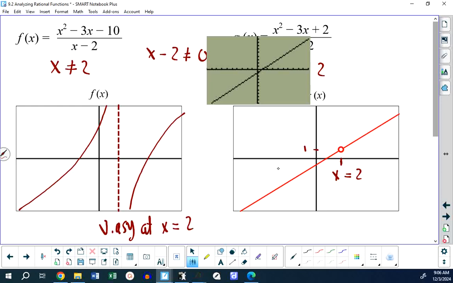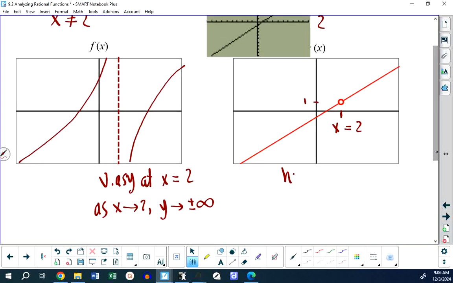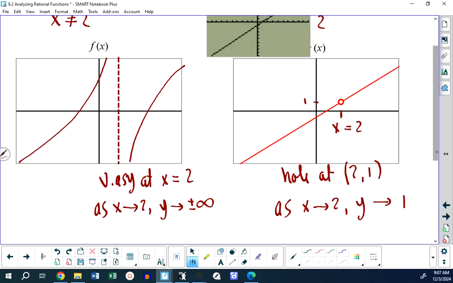The difference here, so we have a hole at 2, 1, and as x approaches 2, y approaches 1. It's a totally different scenario. If y was approaching infinity, then the graph would be curving to the sky. If y were approaching negative infinity, the graph would be curving towards the bottom of the ocean. And that's what an asymptote does to a graph. It deflects the function up or down.